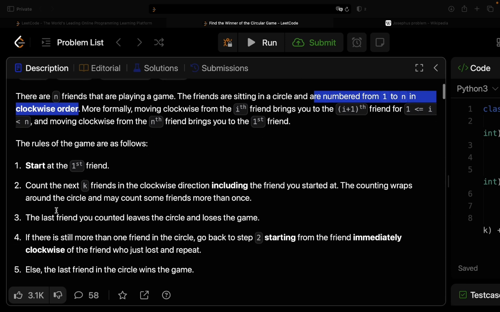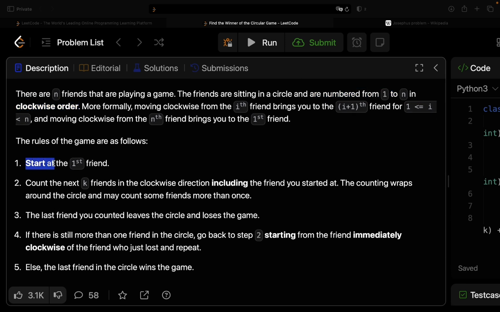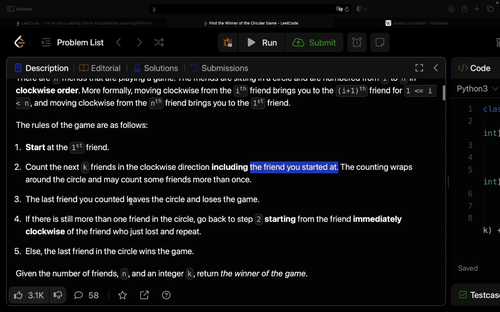The rules of the game are as follows. First, we start with the first friend. Then we count the k next friends in the clockwise direction, including the friend you start at. The counting wraps around the circle and may count some friend more than once. The last friend you counted leaves the circle and loses the game.